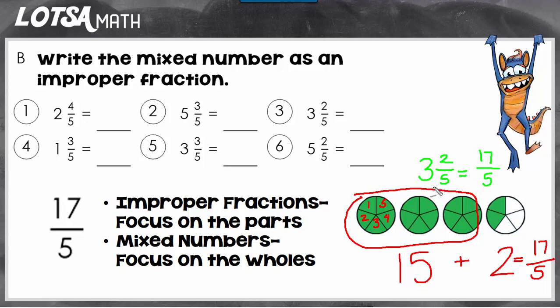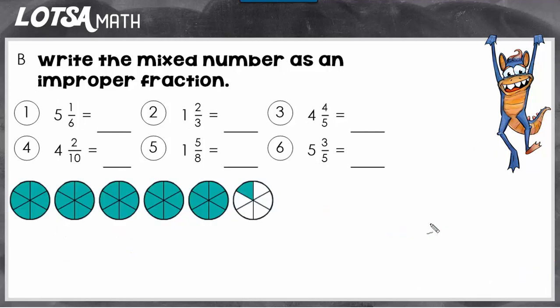This one is more concerned about how many wholes there are, and this one is more concerned about how many parts there are. So let's use this understanding to answer some more of these questions. We have 5 1/6. So I have a model here that shows 5 wholes and then 1/6 more. So to find the improper fraction, we need to find the number of pieces. We know it's still going to have a denominator of 6, though.